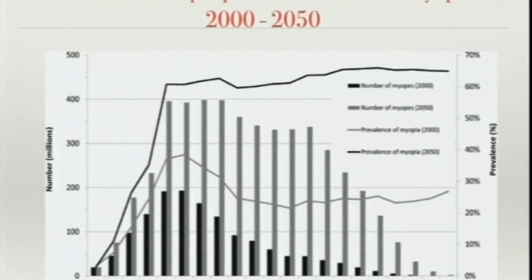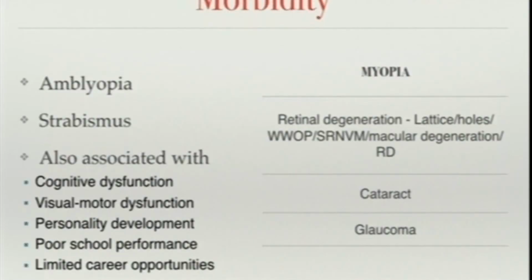So again, this is driving home the same point. This is the prevalence at 2000. This is the prevalence that you would see at 2050. And you see that across all age groups, the incidence of myopia is going to increase like anything. So what if there is myopia?